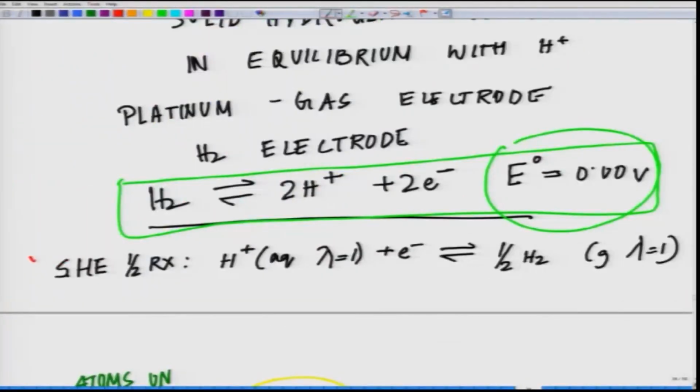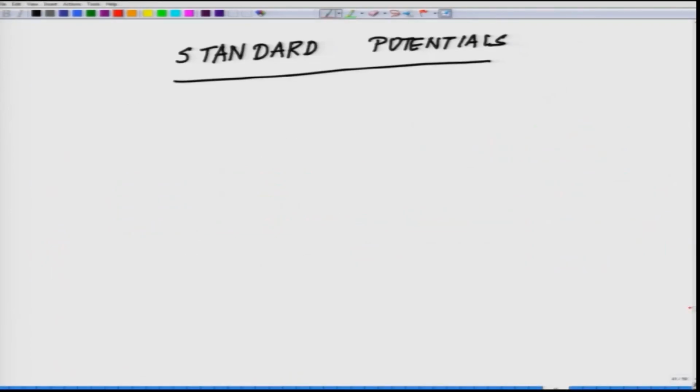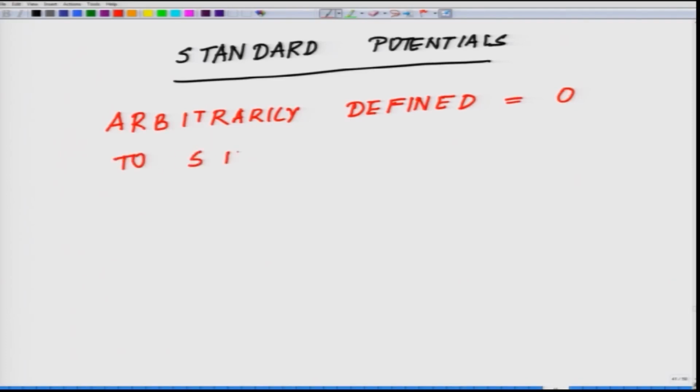This is the standard hydrogen electrode half reaction, and to it we arbitrarily assign a potential of 0. That's what we have discussed. This is not totally arbitrarily defined. The standard hydrogen electrode is defined as having a potential of 0 at 25 degrees centigrade, so keep this in mind.